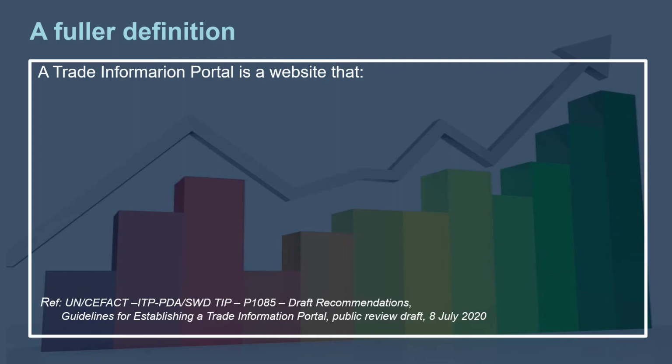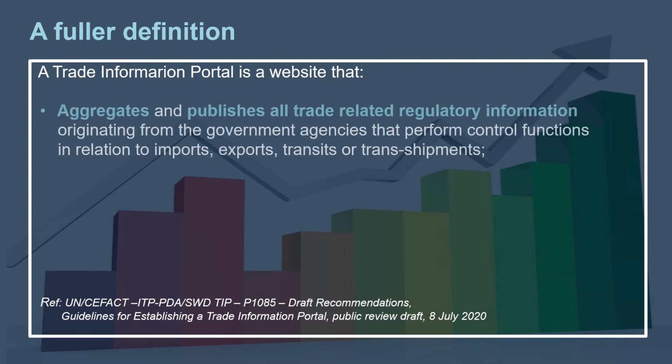Here is a more formal definition of TIPs, provided by the UN CEFACT guidelines for establishing a trade information portal. This definition combines two vital perspectives for a successful TIP. First, from the developer's perspective, a TIP is a website that aggregates and publishes all trade-related regulatory information, with a focus being on acquiring all that information from the different agencies that perform import, export, and transit control functions.